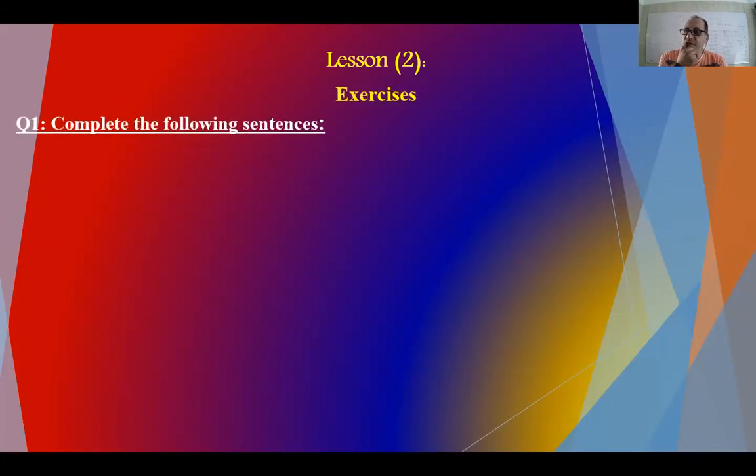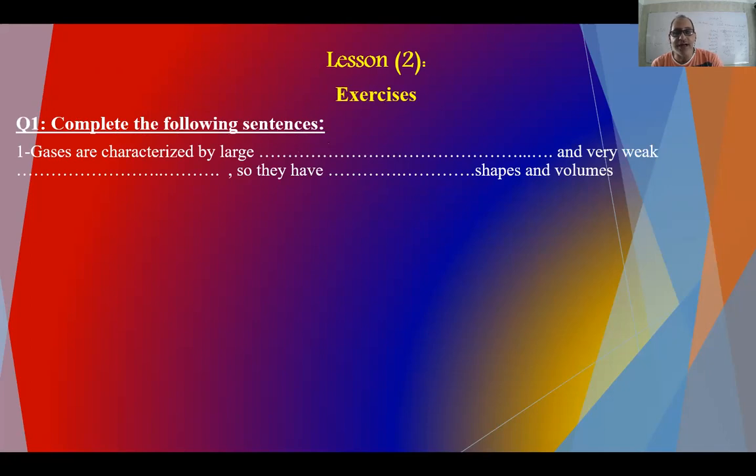I hope that all of you are okay, and I hope that all of you did well in your last exams or quizzes. Let's go through some questions based on lesson 2 together and see the answers. We are going to start solving some exercises based on lesson 2. The first type of questions is complete the following sentences.